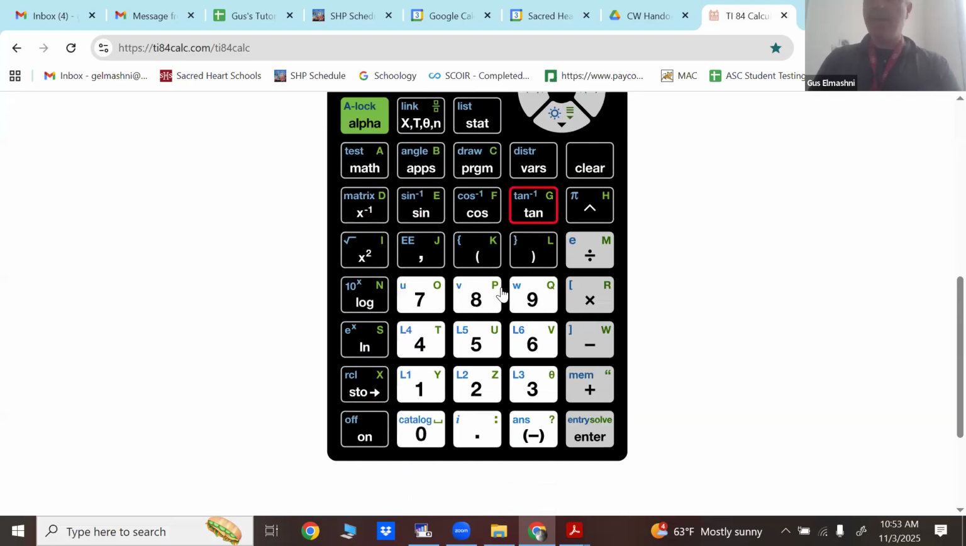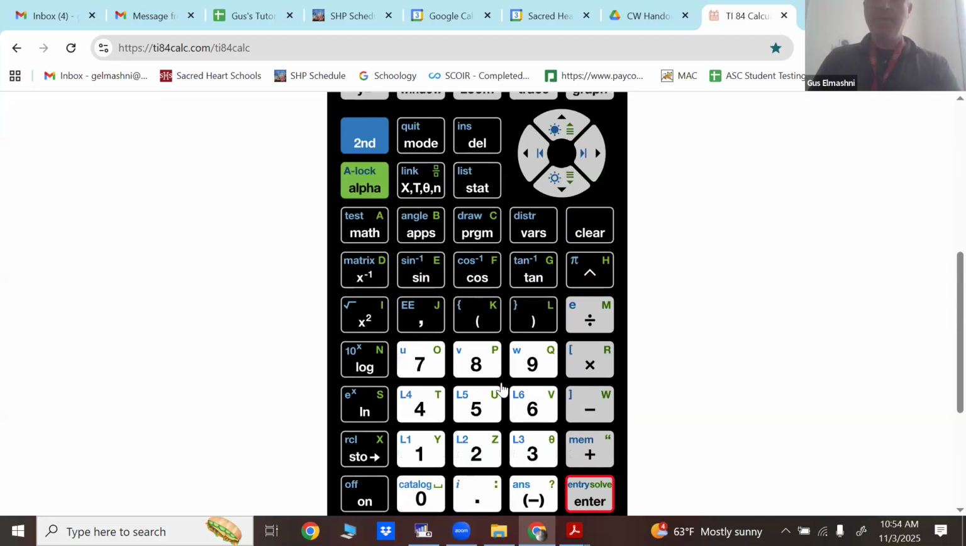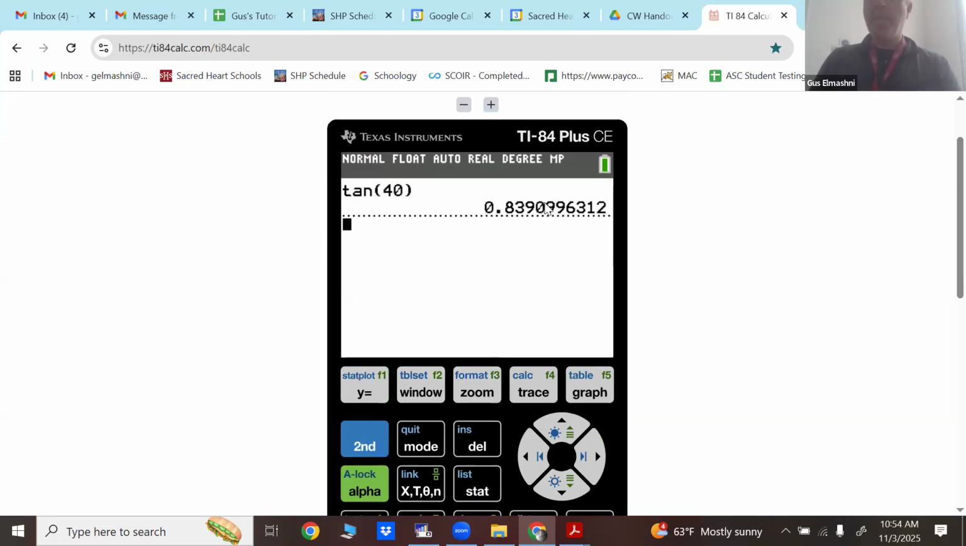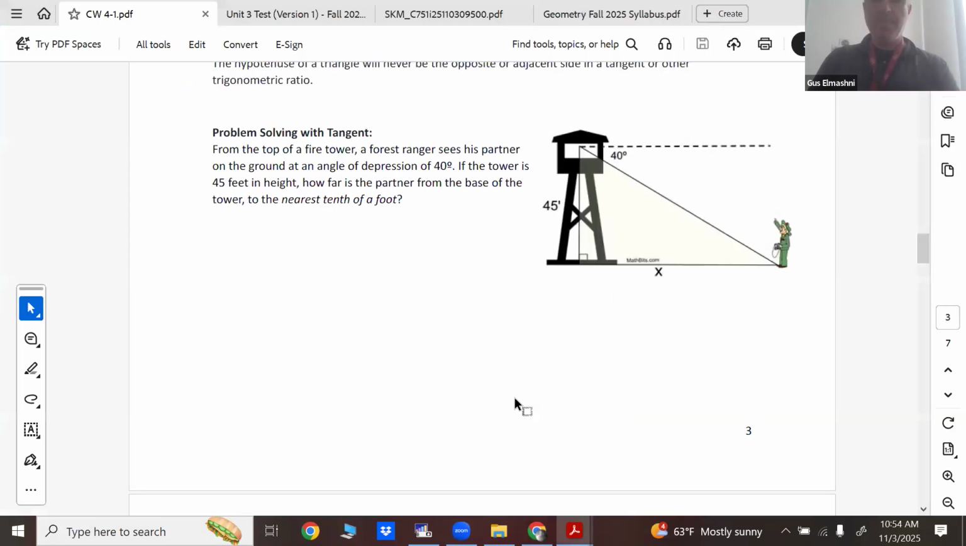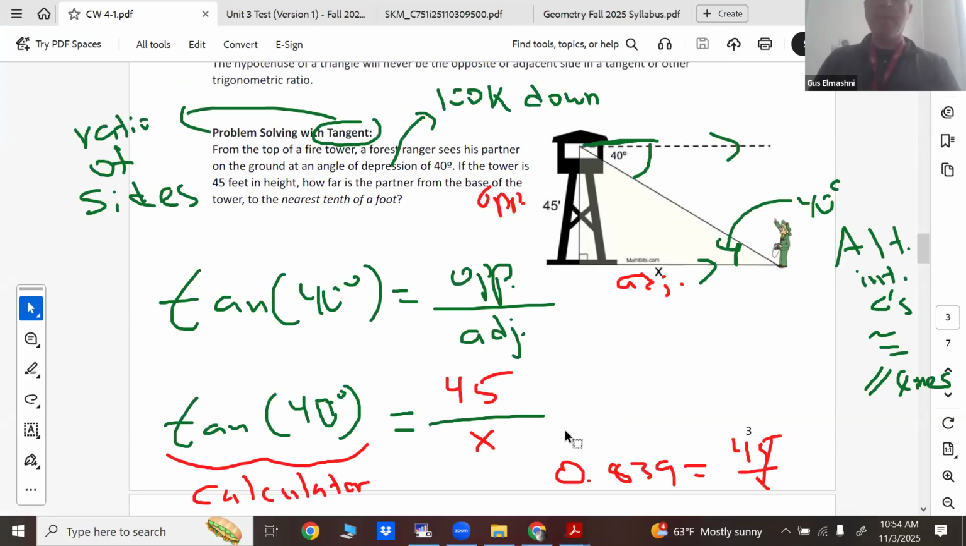And if you hit tangent of 40, it'll give you that number, 0.839. And 3 decimal places is good enough. So you can do the calculator that way. Oh, switch your mode. You're probably in radians, that's why. Hit mode and go to the 4th line, or it might be the 3rd line for you, and you should see an option to switch from radian to degrees. So do the 0.839 over 1 is 45 over that.